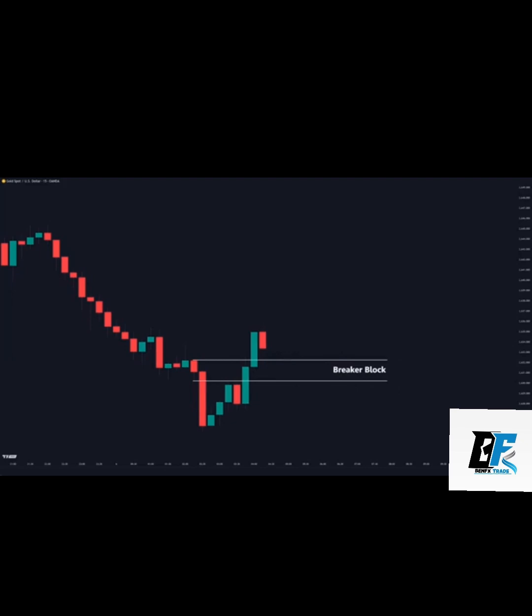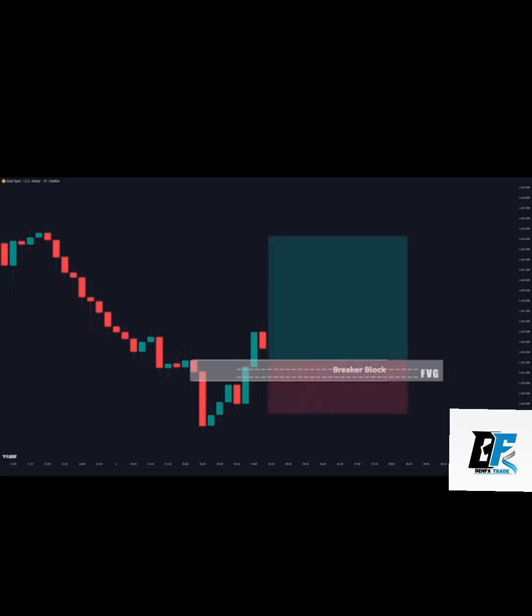Now, take note of how the market has formed an overlapping FVG zone and breaker block. This overlap creates a high confluence area, offering a strong opportunity for a reversal trade. Our plan is straightforward. Enter at the start of this high confluence zone and set the stop loss just below it to protect against unexpected moves.